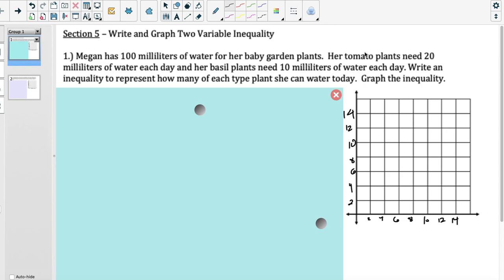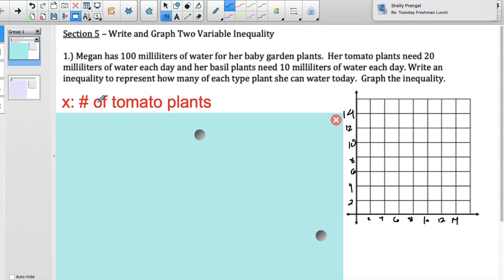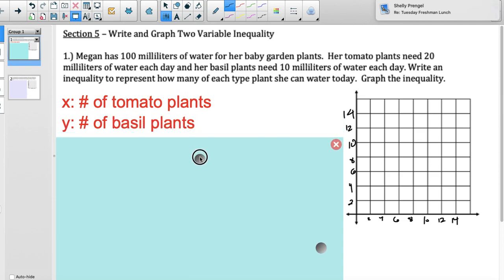So, first of all, the most important thing that you need to do is to define your variables. We want to be specific, so we don't just want to say tomato or basil, but we want to say x is the number of tomato plants, and y is the number of basil plants. When your variables are more specific, it makes the inequality easier to understand and even write.